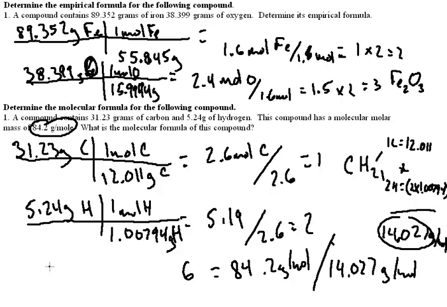So 6 times 1 for our carbon would give us 6 carbons. 6 times 2 for our hydrogen would give us 12 hydrogens. And this is our molecular formula.